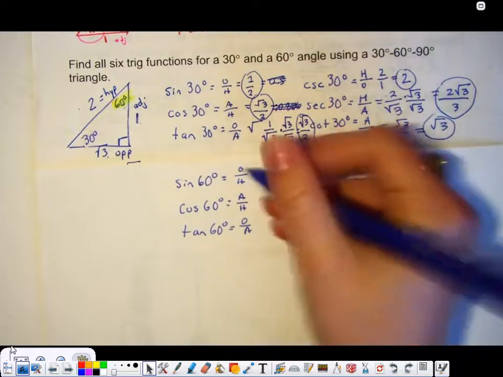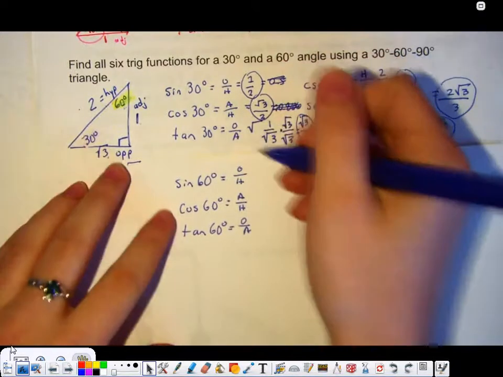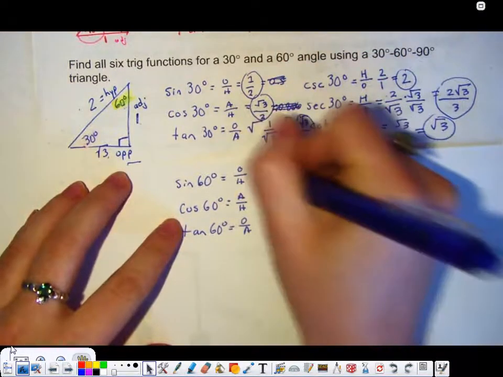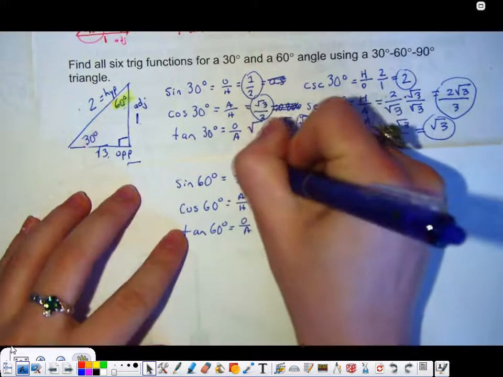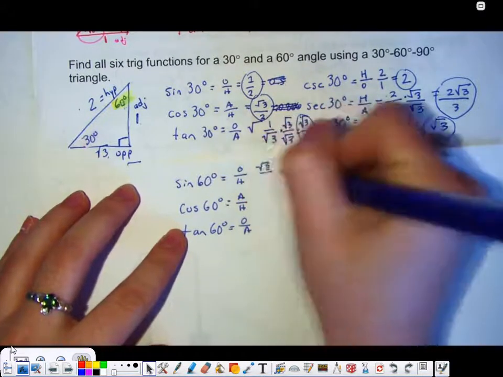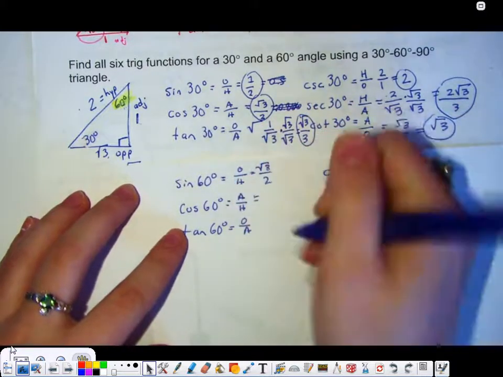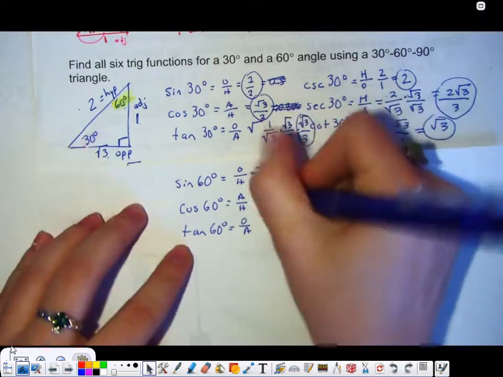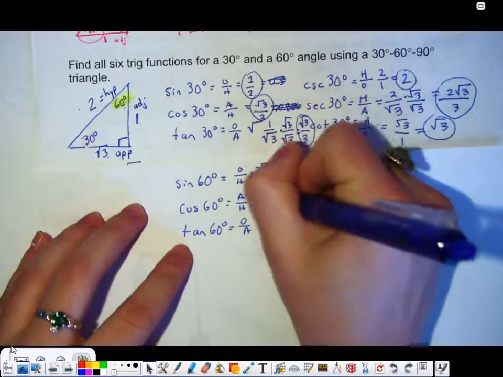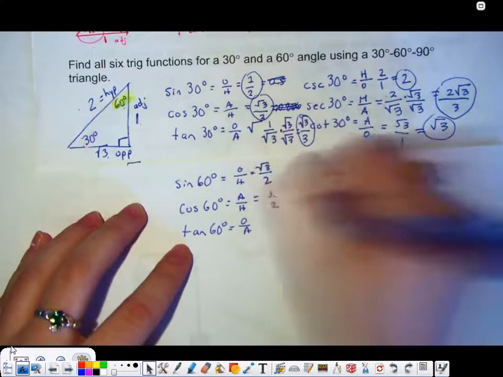Sine is opposite over hypotenuse, which for 60 degrees is going to be square root of 3 over 2. And then cosine is adjacent over hypotenuse, which is going to be 1 over 2.